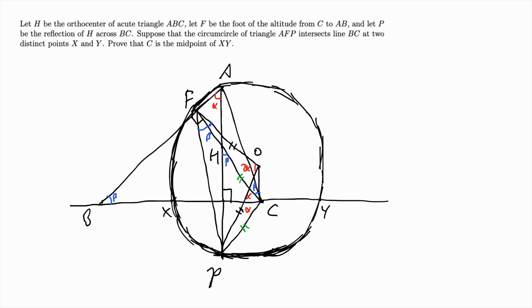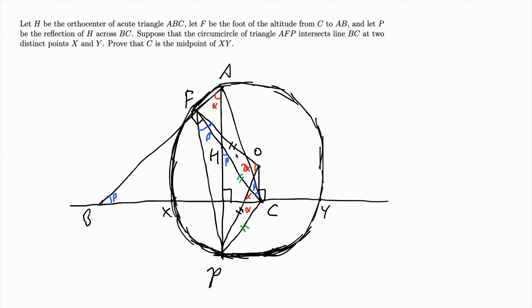And because OX and OY are equal to each other, OC and OC are equal to each other, and this is a right angle, by RHS congruency, we know that C is the midpoint of XY. So that completes our proof. I love this visual proof.